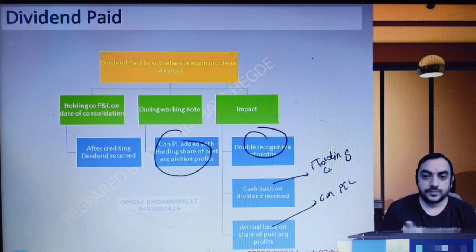Based on accrual basis CONPL, we have recognized the profits of subsidiary. We allocated holding company share to CONPL, outside share to NCI. That is a duplication, double recognition of profits which need to be eliminated. Now what is this working note? I'll explain you. I'm yet to give that example. After that, you can read this point once more. I hope you understand the process we are following so far. Double recognition, duplication is the important treatment.